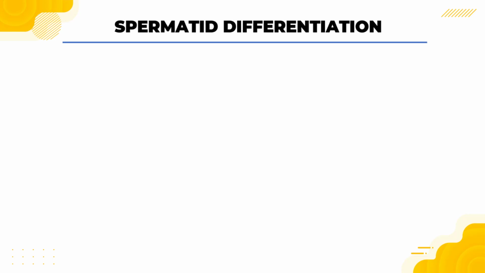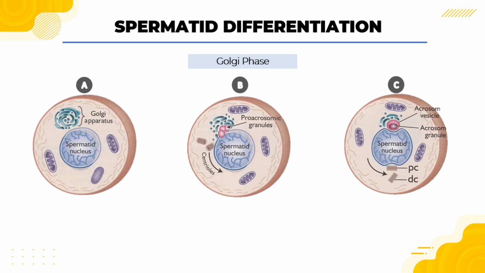Spermatids are transformed into spermatozoa by spermiogenesis, which comprises 4 phases: the Golgi, cup, acrosome, and maturation phases. The Golgi phase is characterized by the first steps in the development of the acrosome. Let us check the 3 figures here.